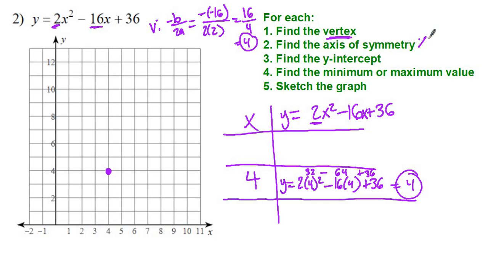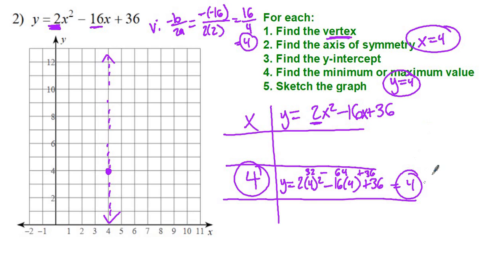Okay, we also found the axis of symmetry. The axis of symmetry is x equals 4 because that's the x-value at the vertex. Okay, and we can draw this dashed line right here. That's going to split it evenly in half. We also found the max or the min. In this case, because the parabola opens up, and we know that because a is positive, it's going to be a minimum value, and it's going to be y equals 4 because that's what y equals at the vertex.